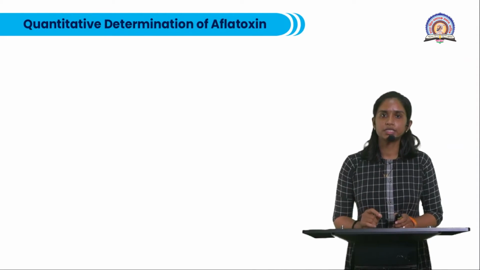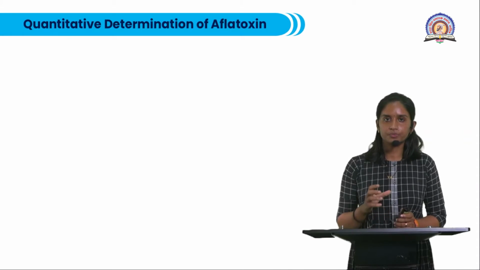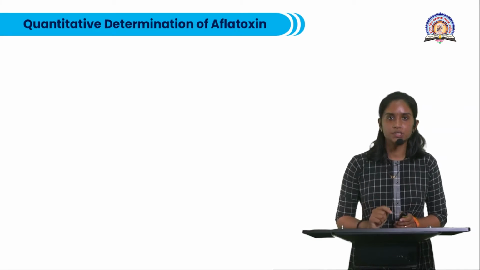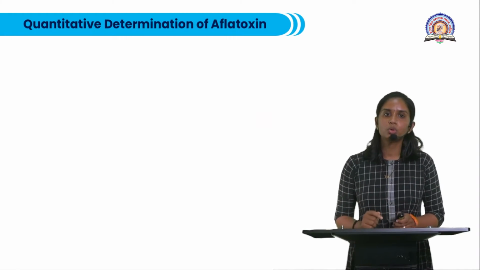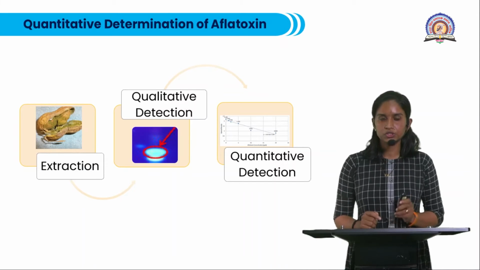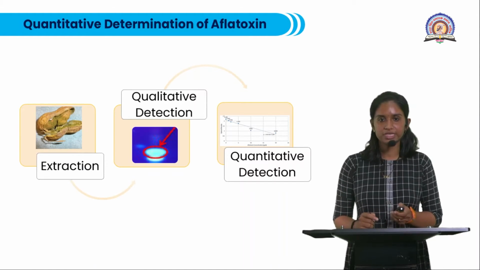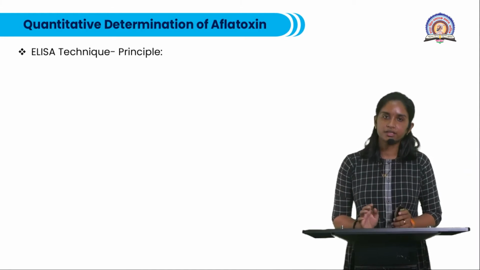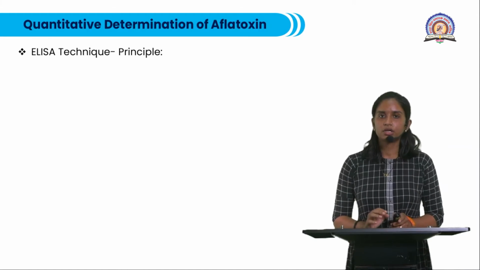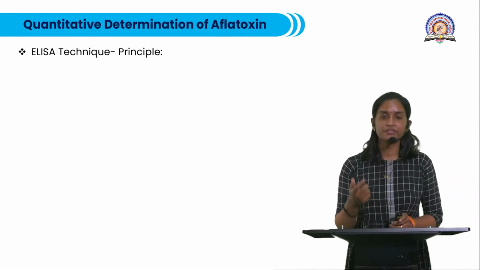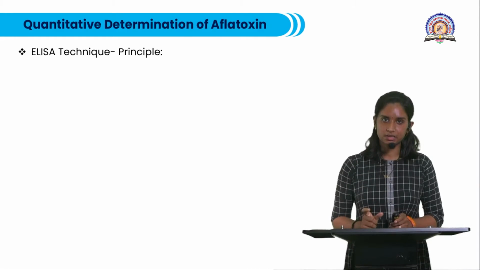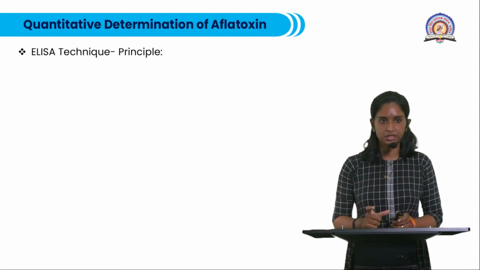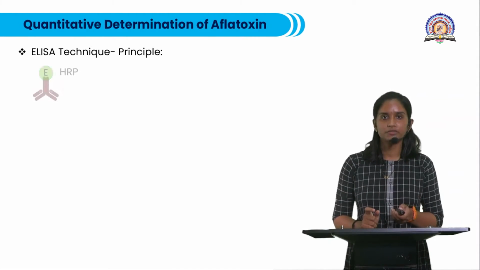Now the next part is, okay, we have got the presence of aflatoxin in the food sample. The next step is to measure its concentration. So next, you need to do quantitative determination of aflatoxin. This is how you are supposed to proceed in a stepwise manner. For quantitative determination, the ELISA technique is commonly used. We have seen that the modification of ELISA that we are going to perform is competitive ELISA. But before going to that, first you need to know the basics of the ELISA technique. So first we will see the principle of this ELISA technique.